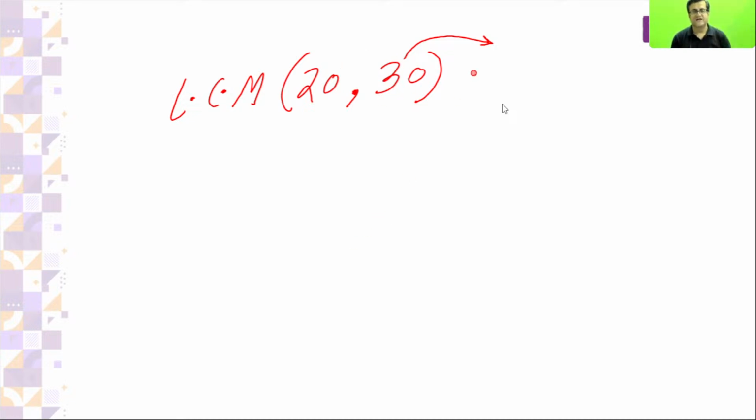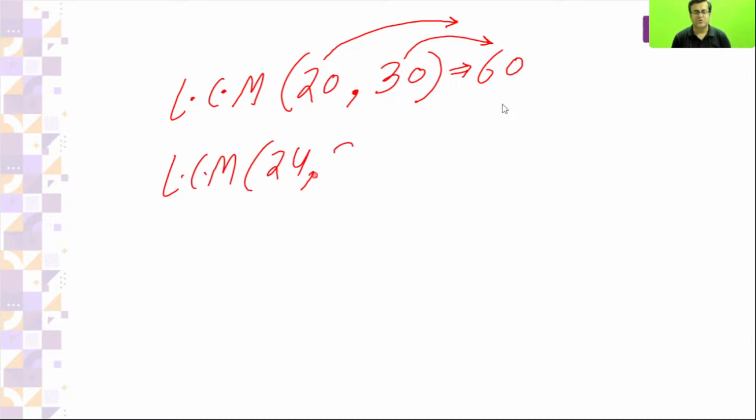Is it divisible by both? No. 30 2s are 60. The first multiple of 30 which is divisible by both is the LCM. Okay, if I am supposed to find out the LCM of 24 and 36, what will you do? Take the bigger number. 36 1s are 36. 36 2s are 72. Isn't this divisible by both? Yes, this is divisible by both. So this is the LCM of both.